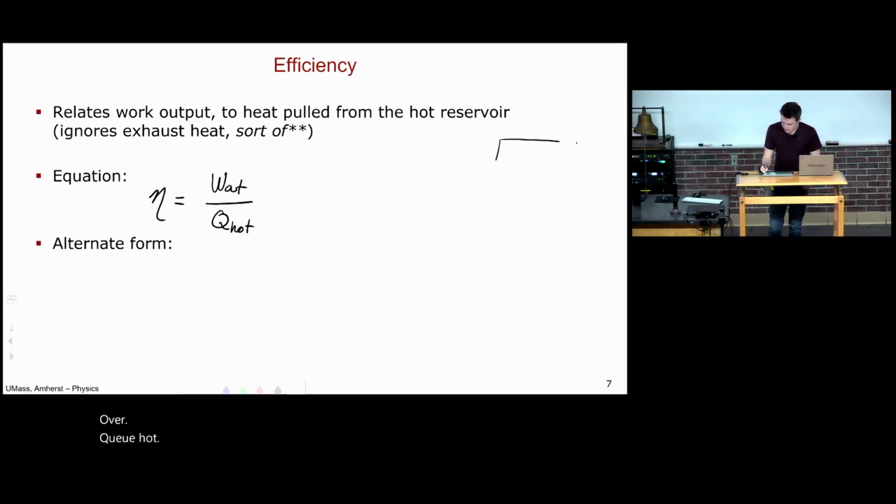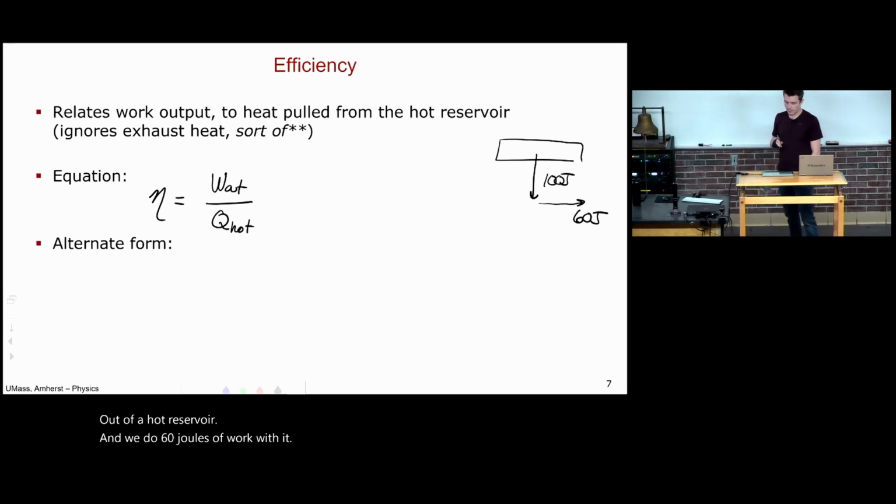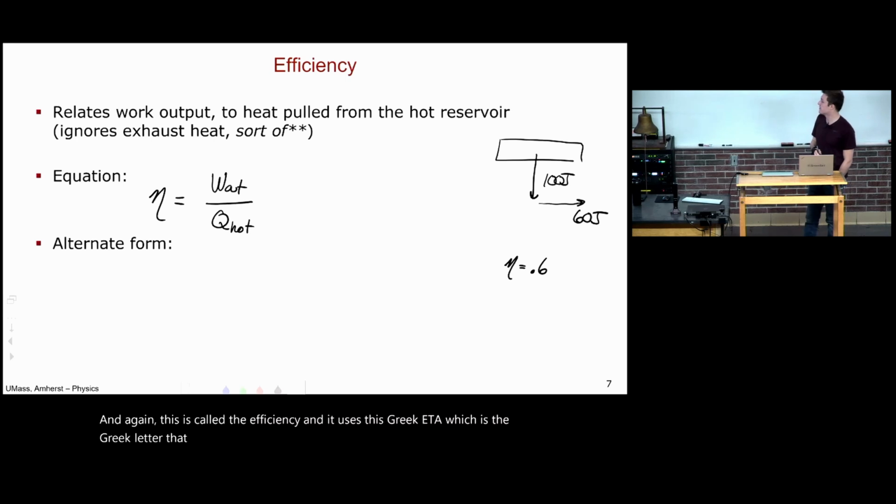Right, so in our diagram here, if we take 100 joules, let's say, out of a hot reservoir, and we do 60 joules of work with it, the efficiency would be 60 over 100, or 0.6. And again, this is called the efficiency, and it uses this Greek eta, which is the Greek letter that pronounces like E, but it looks like an N.